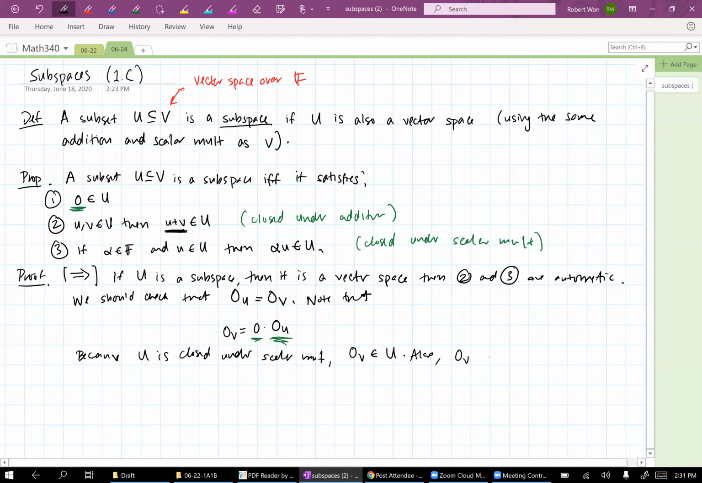Okay, and also 0_V is clearly an additive identity of U, right? The zero vector of V has the property that 0 plus v equals v for every v in V, but the ones in U are already in V. Okay, so now by uniqueness of additive identity, 0_V must be 0_U. There's only one additive identity, and this thing is in U.